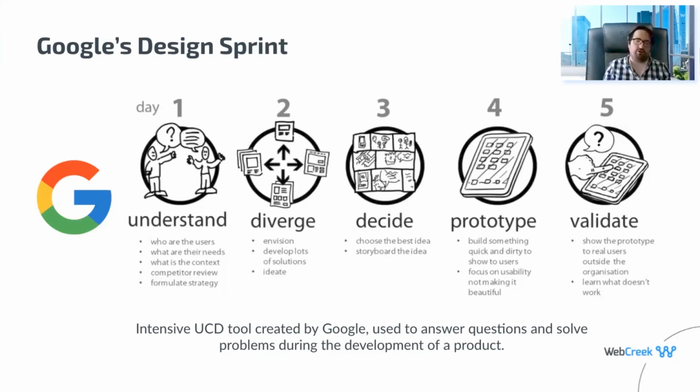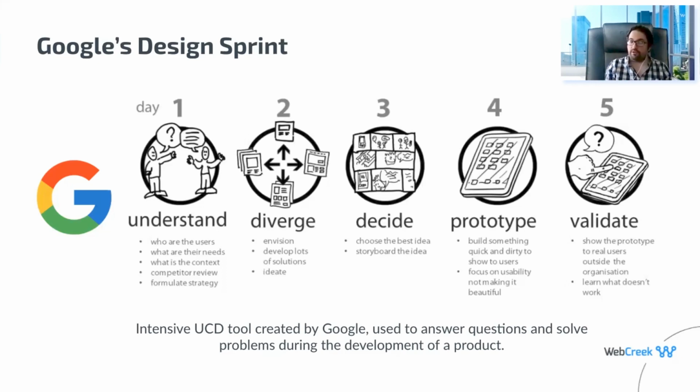In day number 3, you decide. You choose the best idea of the group. This process is usually done by a group of 4 or 5 people that involves a developer, a tester, maybe a designer, maybe a business person, and they can all present ideas, but the idea is that by day number 3, you can filter the best one and you can storyboard it.